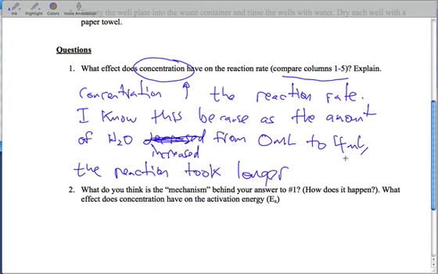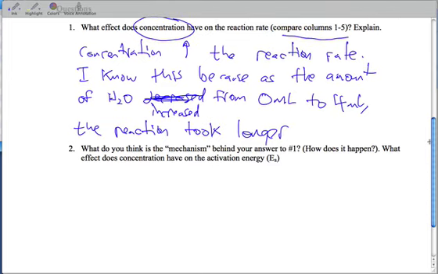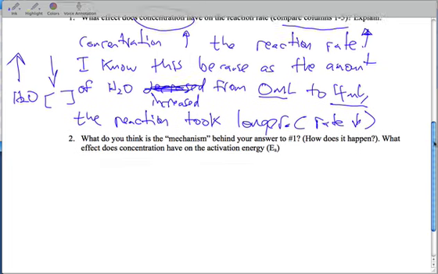longer. Okay? So we're seeing that as the amount of water increases, and increasing the amount of water is really going to be decreasing the concentration. So as concentration increases, the reaction rate also increases. I know this because as the amount of H2O increased from 0 milliliters to 4 milliliters, the reaction took longer. And if it takes longer, we know that that's the same thing as saying the rate is going down.